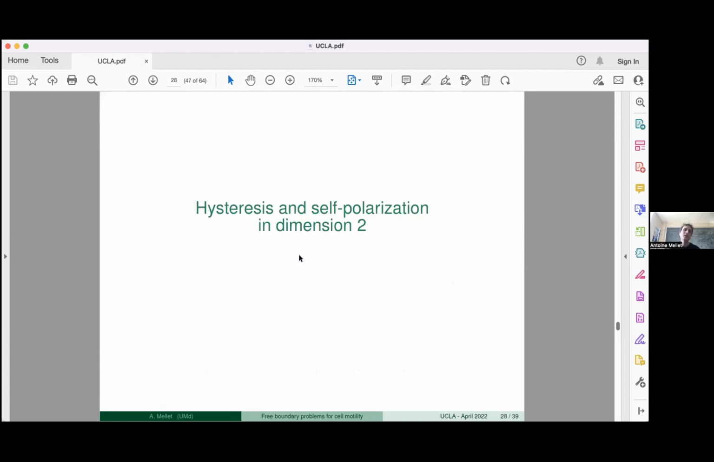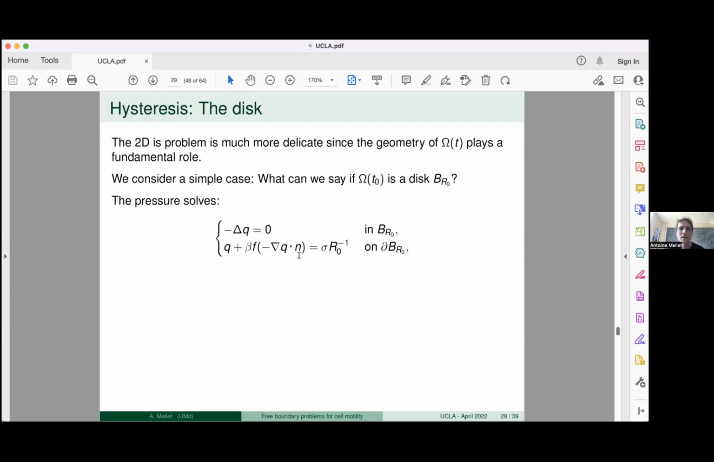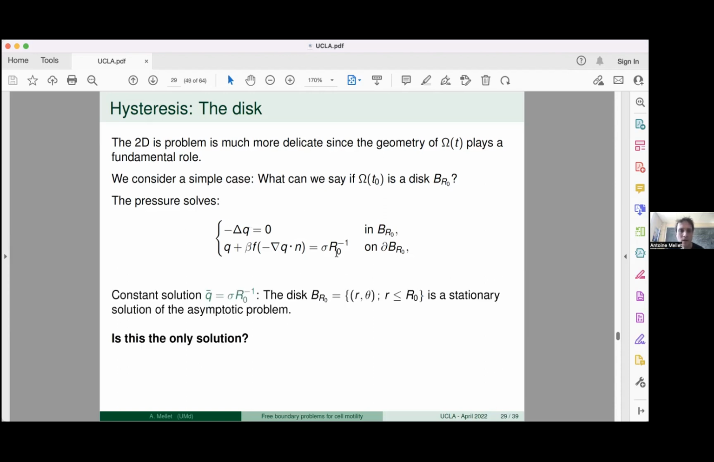All right, so now this gives us an idea of what is happening. Of course, the 1D case is a bit boring. There's no mean curvature, but it gives us an idea of what we can try to say about the 2D, two-dimension case. Of course, it's more delicate. Now you have the geometry to take into account. And so let's start with a very simple question. If the initial condition is a disk, can I find the pressure? So can I solve this equation?